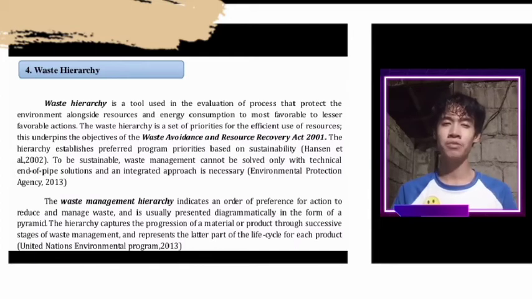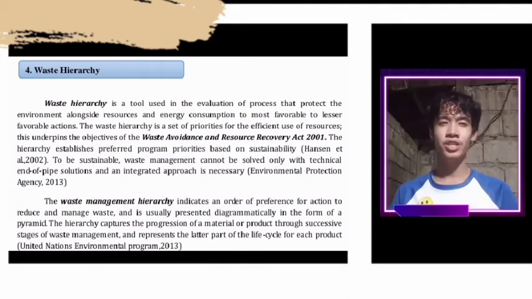This underpins the objectives of the Waste Avoidance and Resource Recovery Act of 2001. The hierarchy establishes preferred program priorities based on sustainability. To be sustainable, waste management cannot be solved only with technical end-of-pipe solutions, and an integrated approach is necessary. The waste management hierarchy indicates an order of preference for action to reduce and manage waste, and is usually presented diagrammatically in the form of a pyramid.